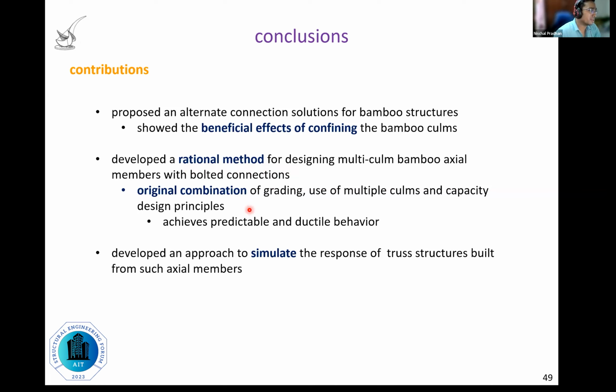The method consists of an original combination of grading, use of multiple culms, and capacity-based design principles to achieve predictable and ductile behavior. Finally, we developed an approach to simulate the response of such structures with very good accuracy, right?